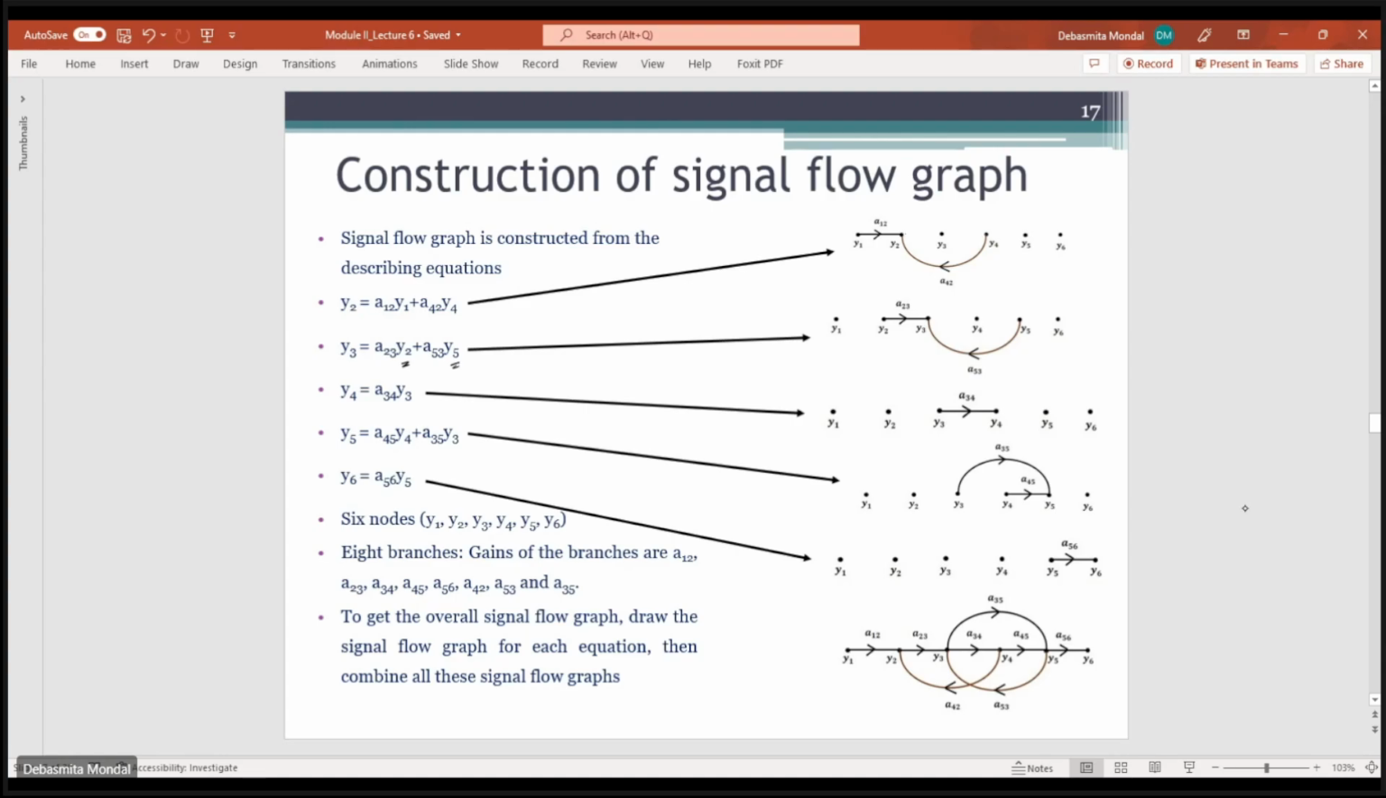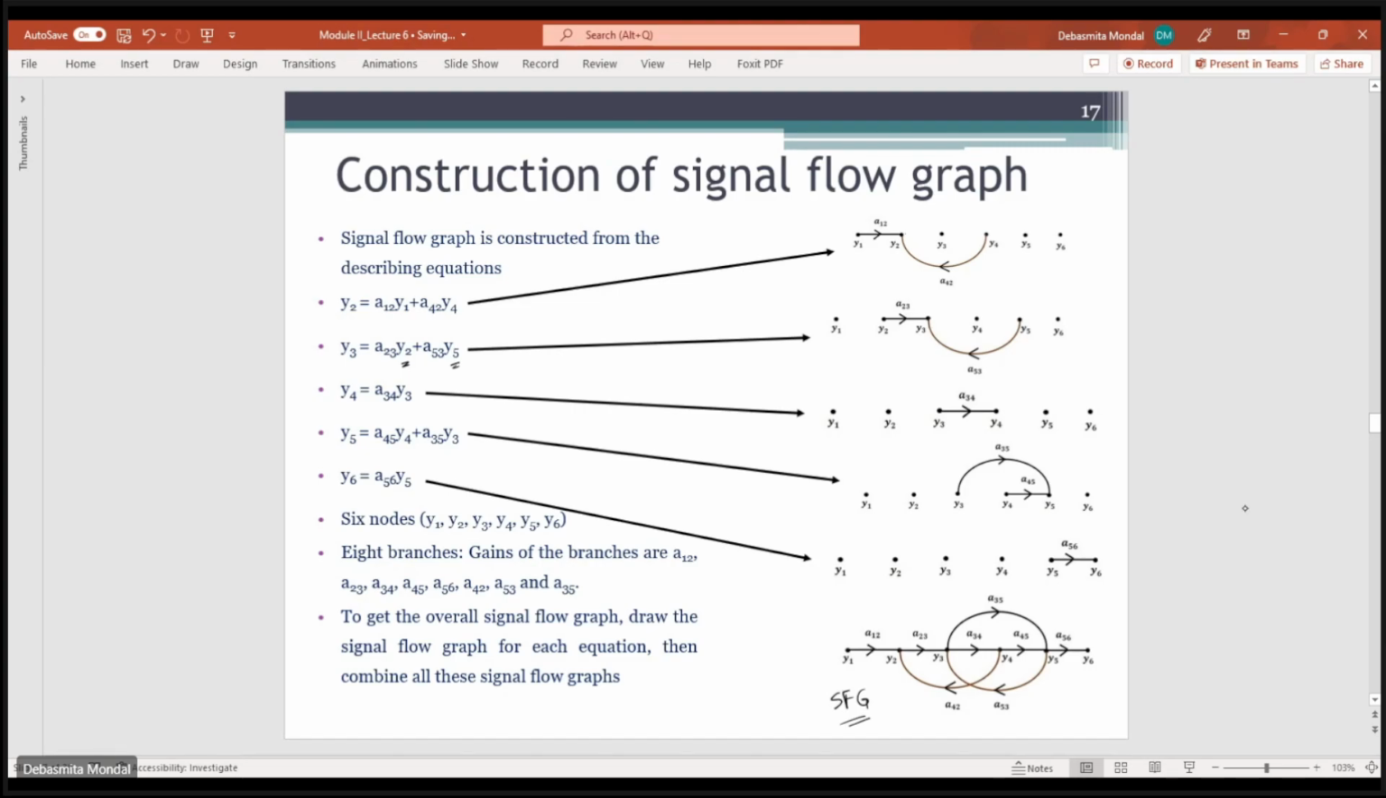So while combining, you see that first of all these branches will be combined, and then you will combine this from y3 to y5, then from y5 to y3 there is something else, then from y4 to y2 there is a branch. So once you combine all these 5 individual graphs, you will end up with this. So this is the final signal flow graph which is representing this set of equations.